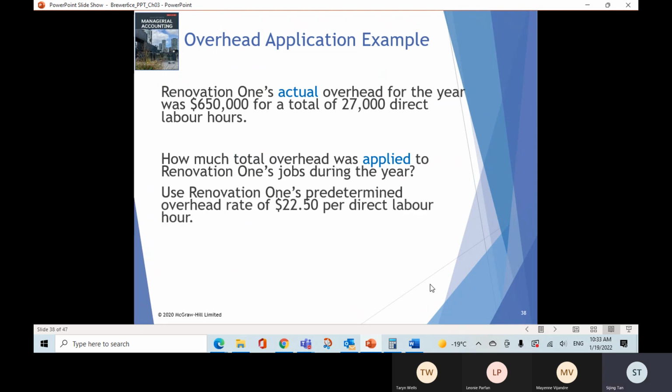Now we're going to go to examples. Overhead application examples. Renovation 1, that's this company. Renovation 1's actual overhead for the year was $650,000 for a total of 27,000 direct labor hours. So direct labor hours is our cost driver. How much total overhead was applied to Renovation 1's jobs during the year?